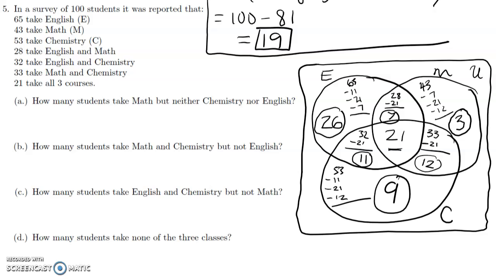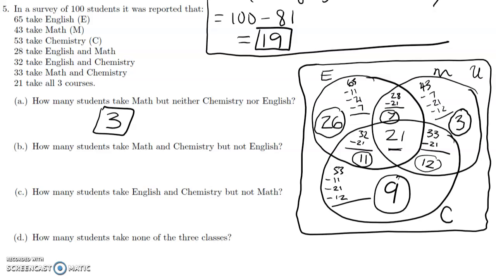So notice we want them to be in the math circle, but outside of the chemistry circle, right? They don't take chemistry and they don't take English. So really we want the people who take just math, which is just those 3 people. So we would just read off the region of 3. So only one region satisfied that question.